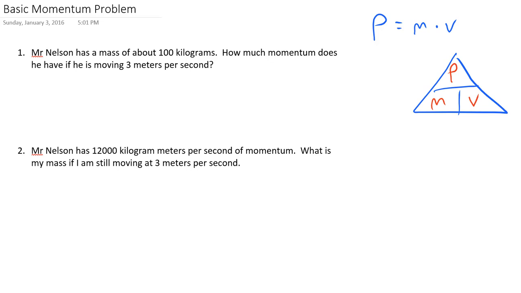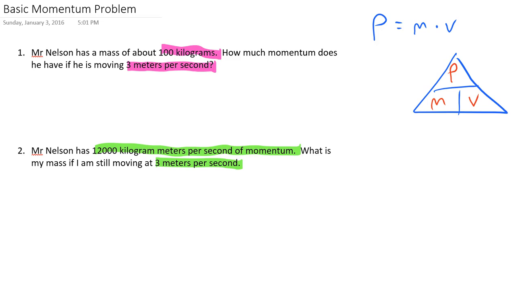So I've got two example problems here to give you an idea of how to solve these problems. Let's take a look at the first one. Like all problems, it's important to label all the variables. On the first one, we've got 100 kilograms and 3 meters per second. On the second problem, we've got 12,000 kilogram meters per second of momentum, and I am moving at 3 meters per second.